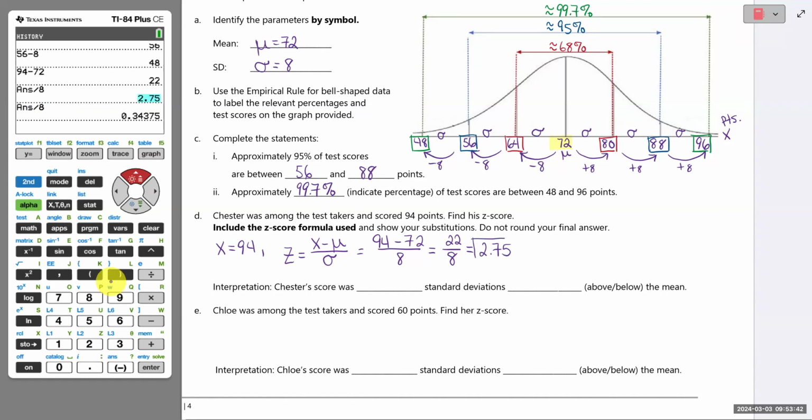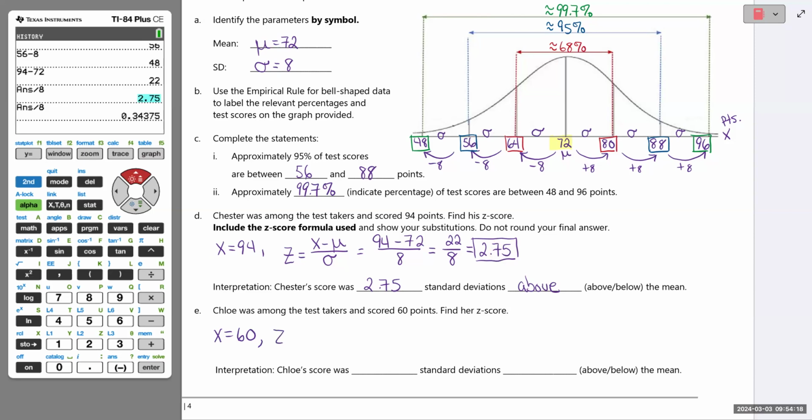So it's a positive z-score because his score is above average. So interpretation, Chester's score was, so he was 2.75 standard deviations above the mean. So the z-score tells you how many standard deviations a value is from average, from the mean. All right, and then we'll move on to Chloe here. Chloe was among the test takers, and Chloe scored a 60. So X is 60.